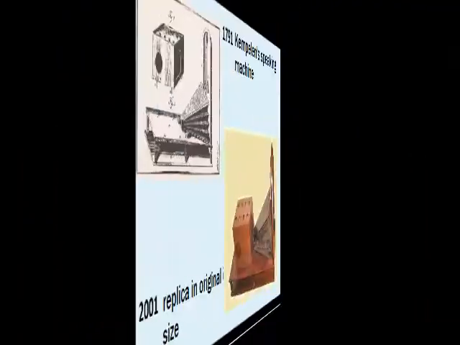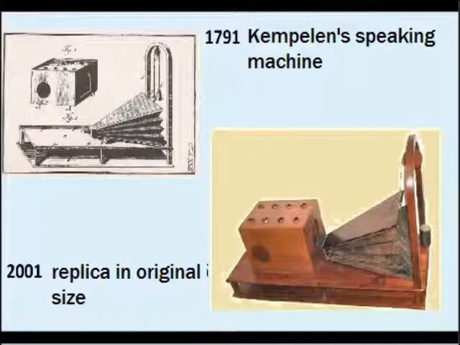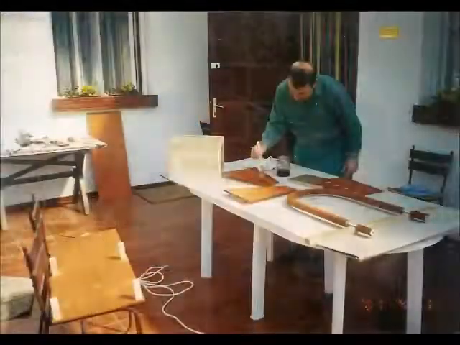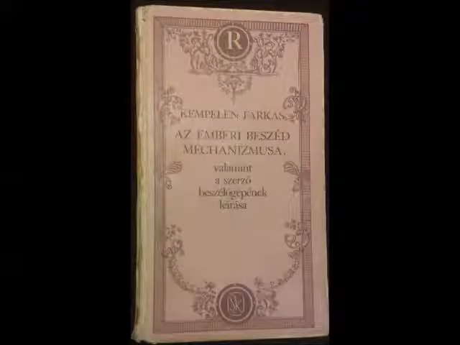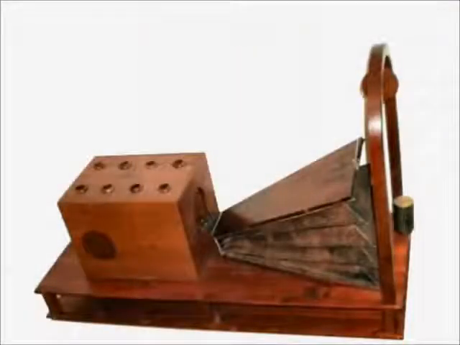Kempelen's machine was rebuilt in Hungary in 2001 by Péter Nikléczy and Gábor Olaszi in original size and form. Kempelen's book, published in Vienna in 1791, and its Hungarian translation from 1986 were the main sources for this reconstruction. The main parts of the machine are as follows.